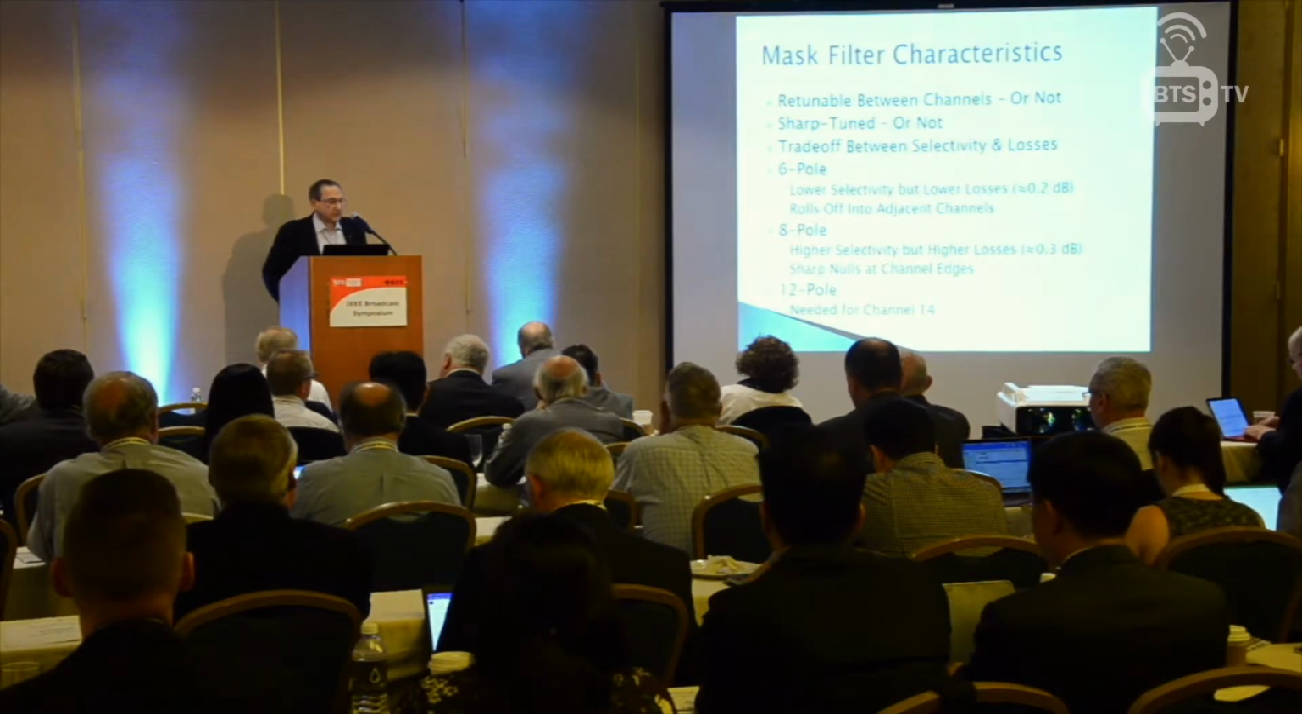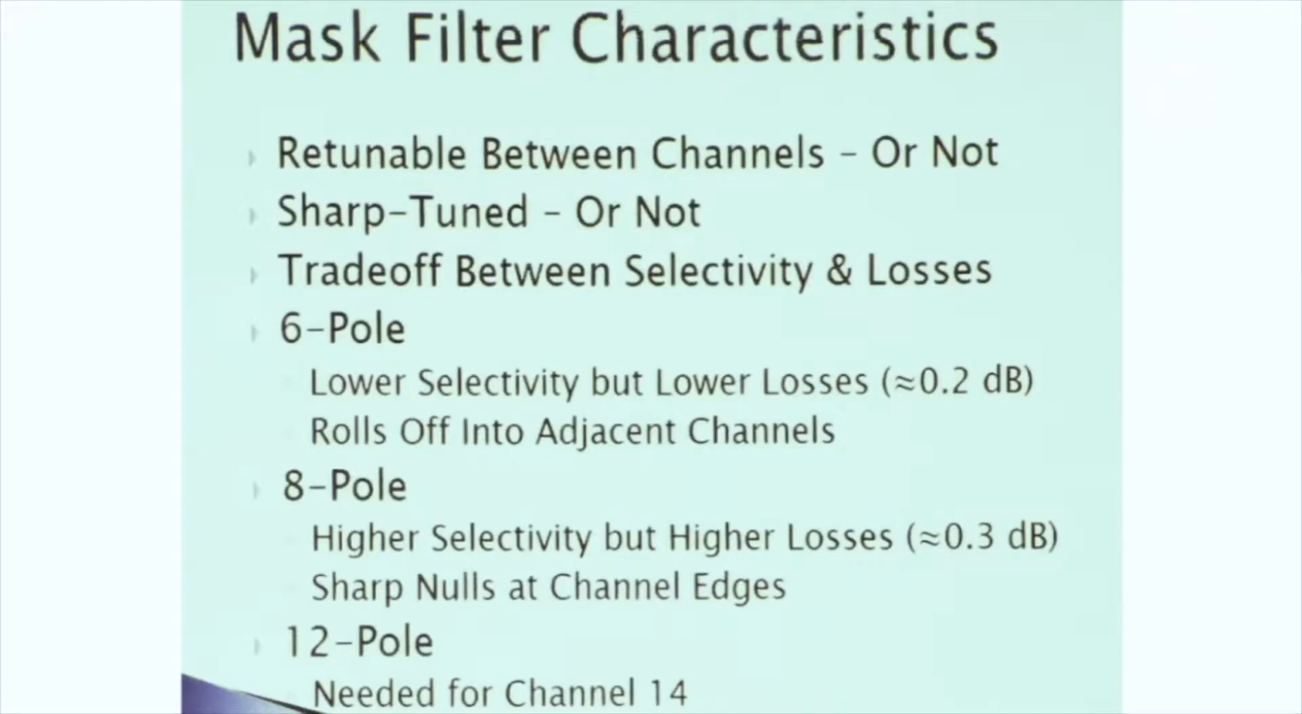When we look at mask filters themselves, there are different kinds. These days you can get them retunable between channels or fixed, so not retunable. We can get them sharp tuned or not. There's a trade-off between selectivity and losses. The primary filters used are 6-pole, 8-pole, and 12-pole.